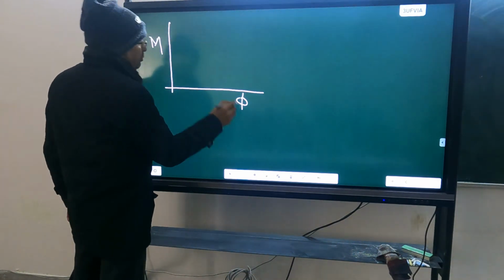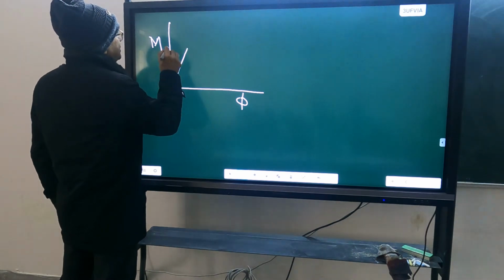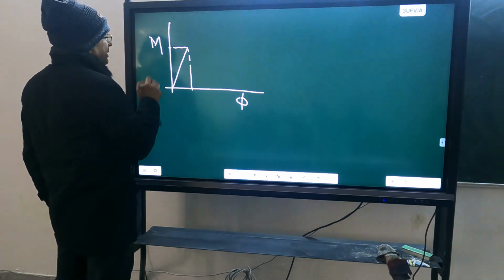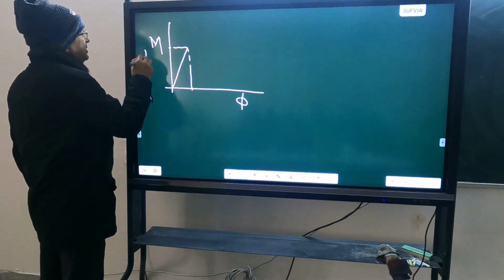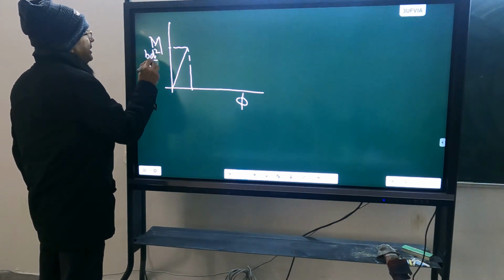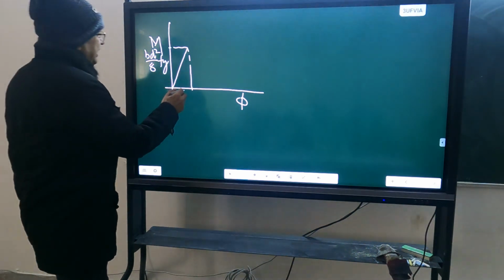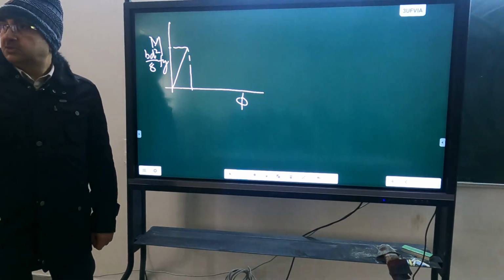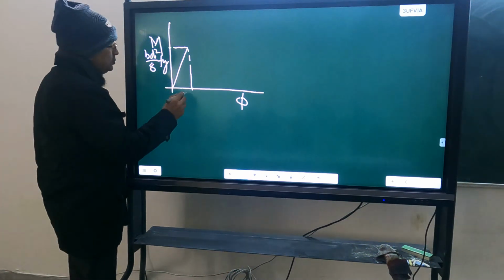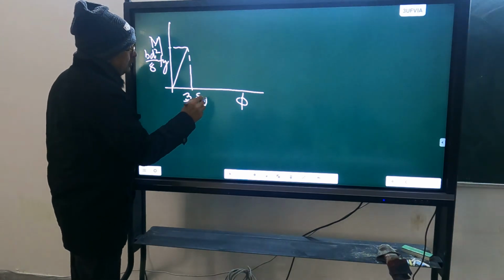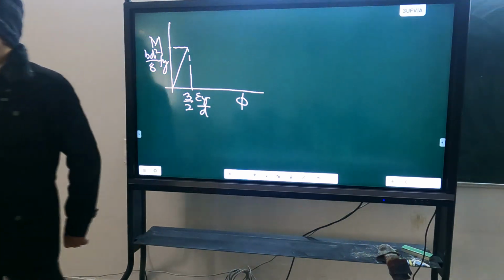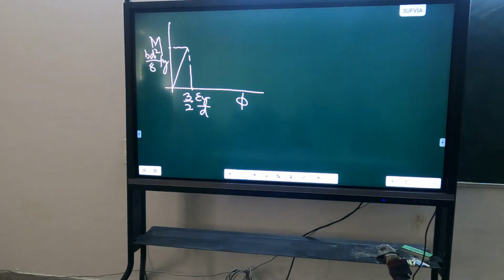So we have obtained one point on the M versus phi curve. This is our M' and phi'. M' is bd square by 8 fy in this case, and phi y is 3 by 2 epsilon y by 2. Please check that all of you have got it. Yes.